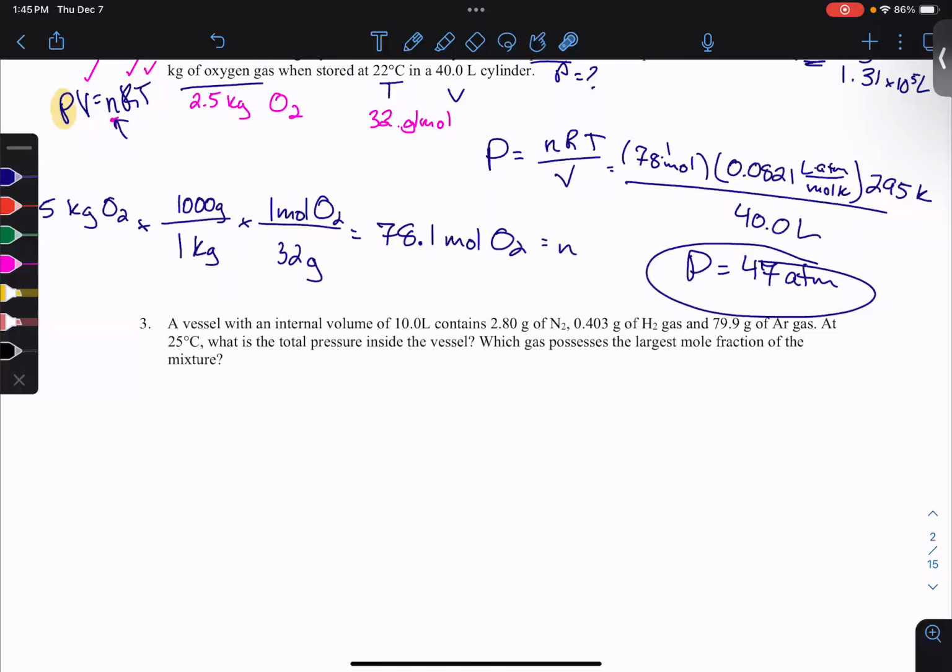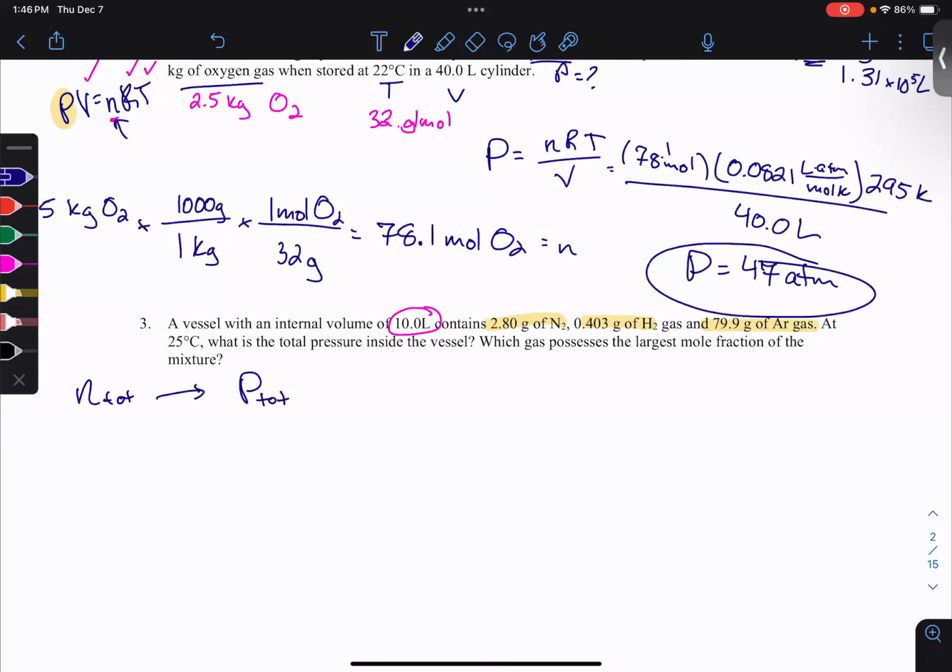And so when we look at this example, we have a vessel. It has this volume, and we see that we have a mixture of gases. We have nitrogen gas, hydrogen gas, and argon gas. All of these gases are inside that container. And so if we want pressure, temperature, and volume information about this sample, we need to calculate how many total moles of gas I have present. So our n total will be related to the total pressure of that gas.